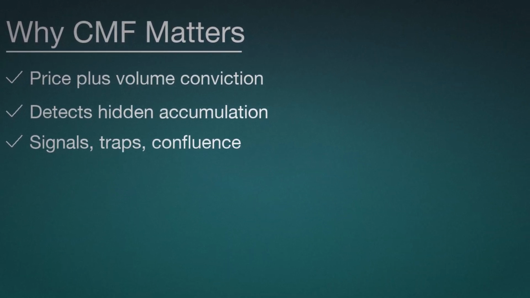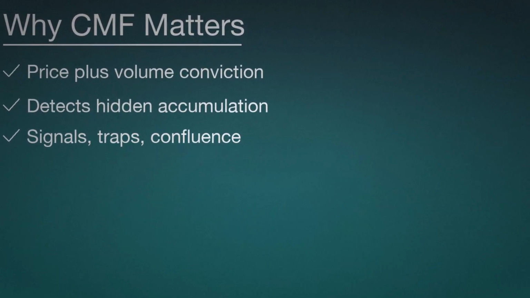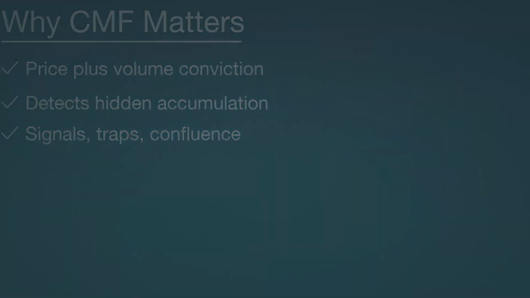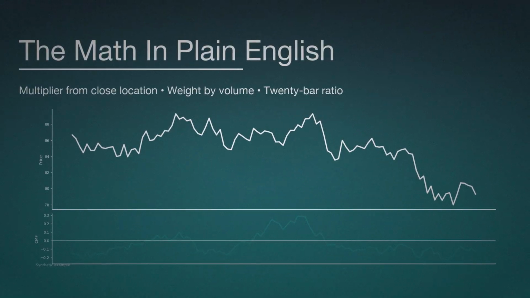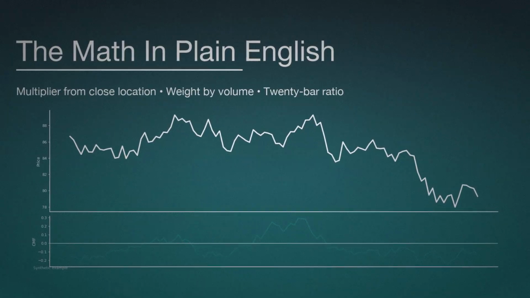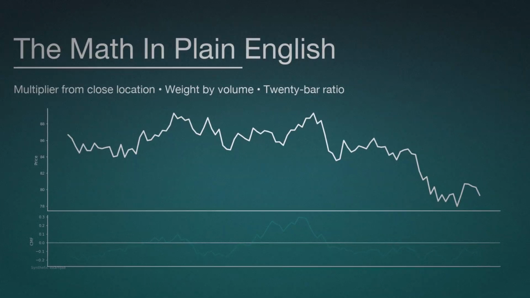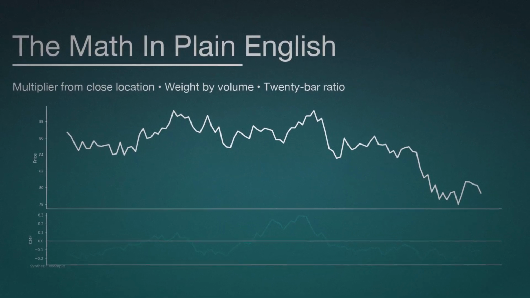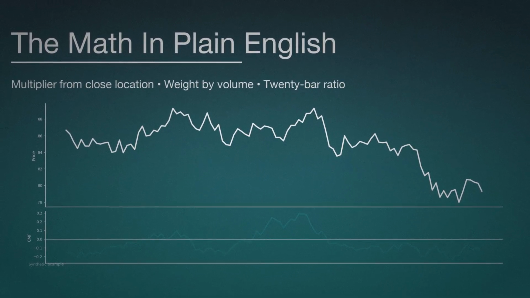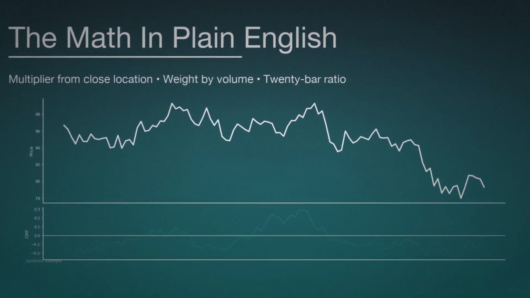Today, we dissect the math, the signals that work, the ones that lie, and how to stack CMF with trend tools for real confluence. Start with the money flow multiplier. Take close minus low, subtract high minus close, divide by the full range. The result lies between -1 and +1. Close near the high, you get a positive number. Close near the low, negative.